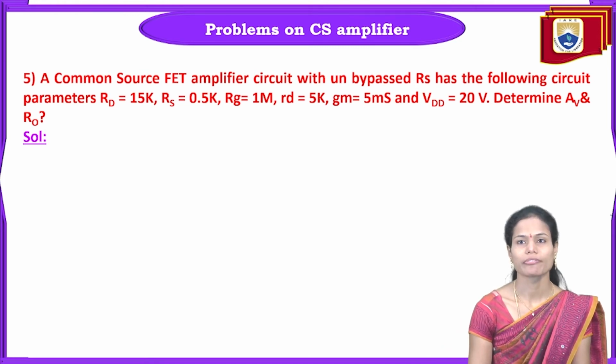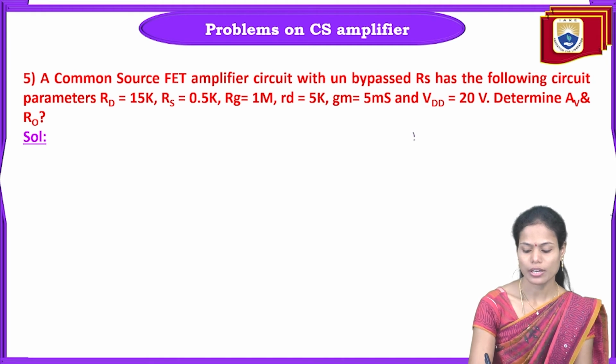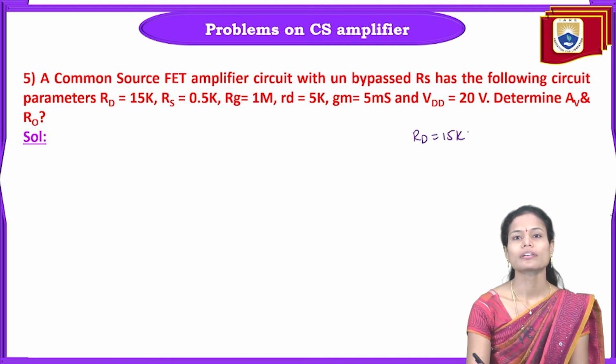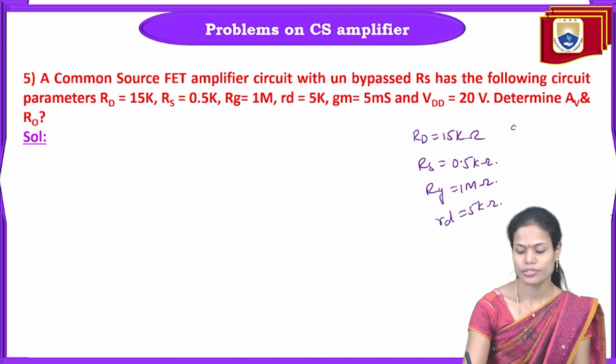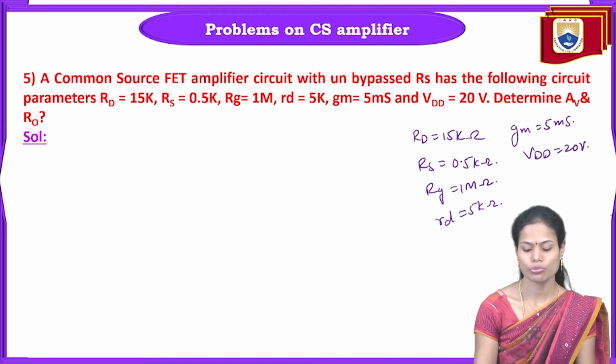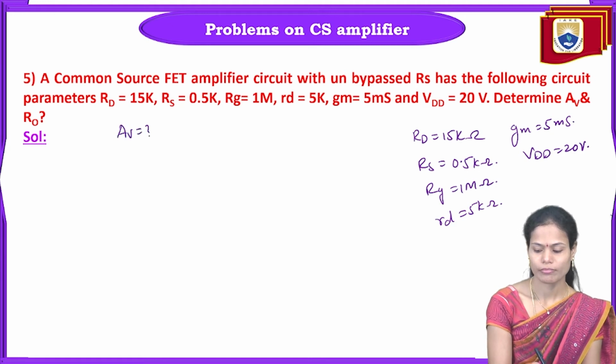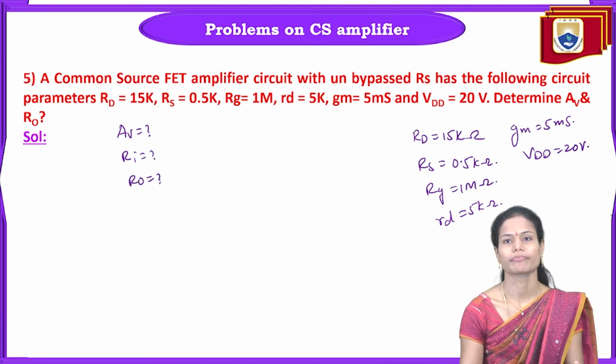A common source FET amplifier circuit with unbypassed source resistance has the following circuit parameters: RD equal to 15 kilo ohms, the source resistance RS equal to 0.5 kilo ohms, the gate resistance RG equal to 1 mega ohm, the small rd value is 5 kilo ohms, the transconductance gm is equal to 5 millisiemens, and the supply voltage VDD equal to 20 volts. From these given values, we need to determine the voltage gain, input impedance, as well as the output impedance of the circuit.